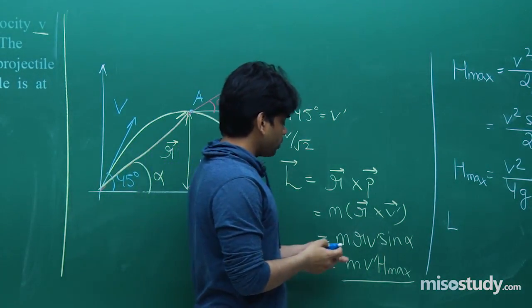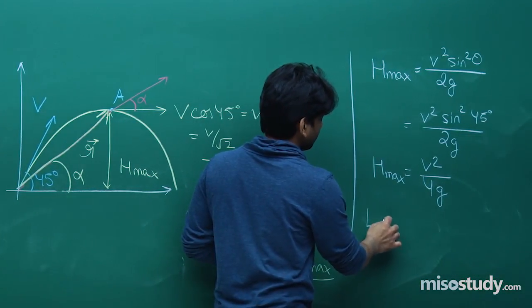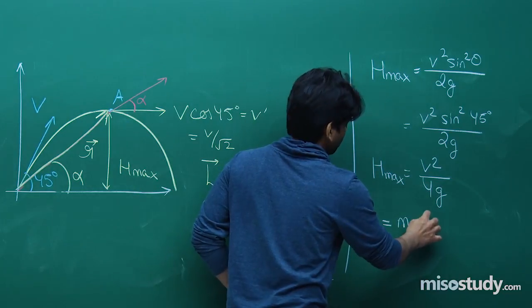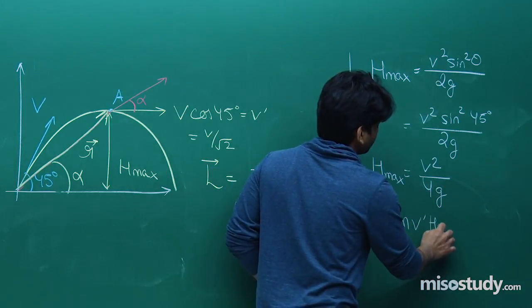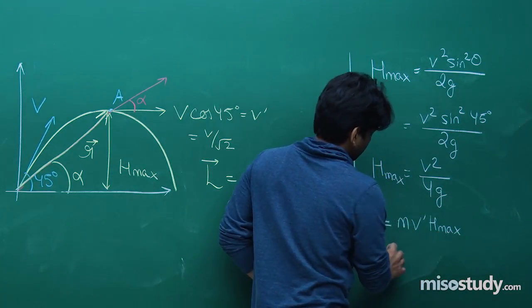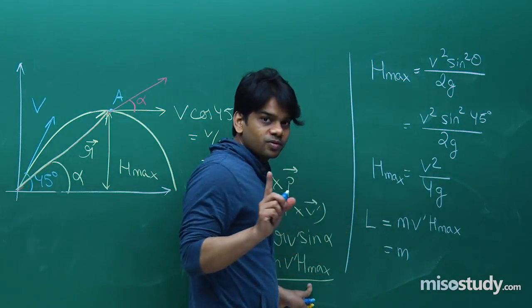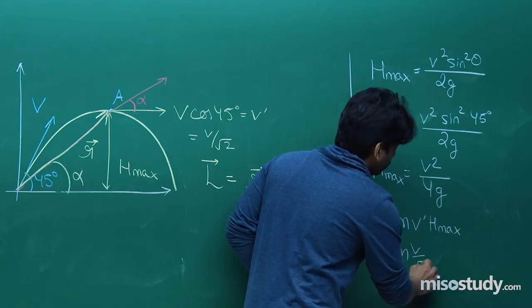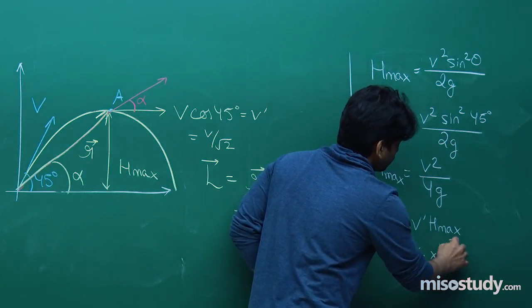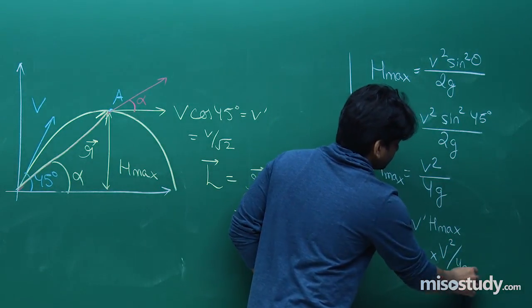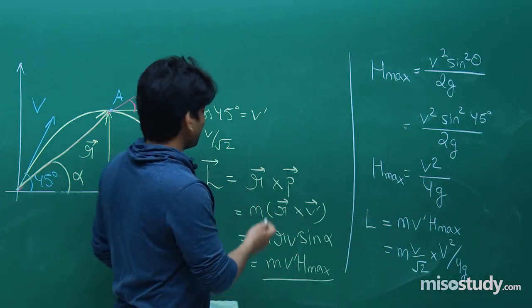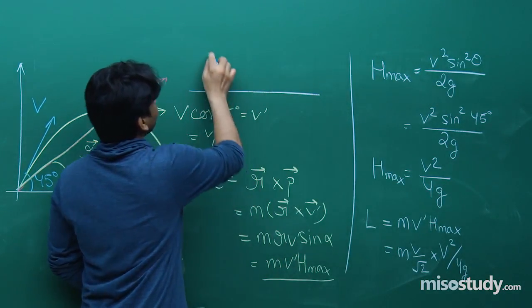Next, let's put in the values. L will come out to be m into v dash into h max. Now v dash equals v by root 2, multiplied with v square by 4g. So this will come out to be m v cube upon 4 root 2 g. So finally, let me write down the answer somewhere here.